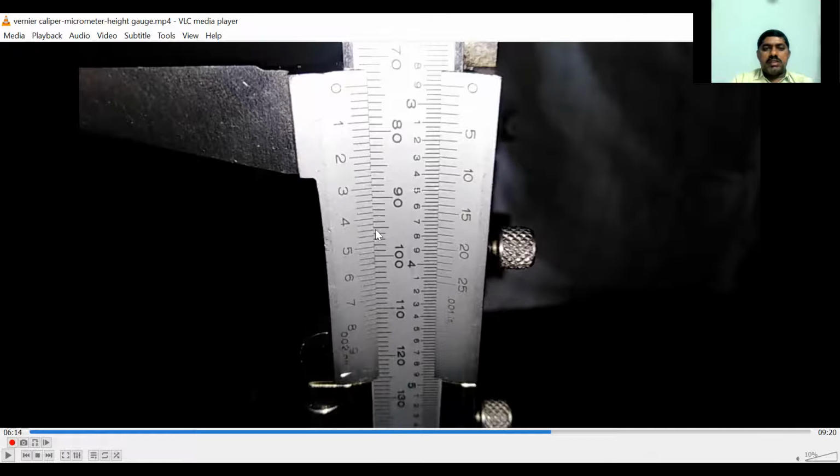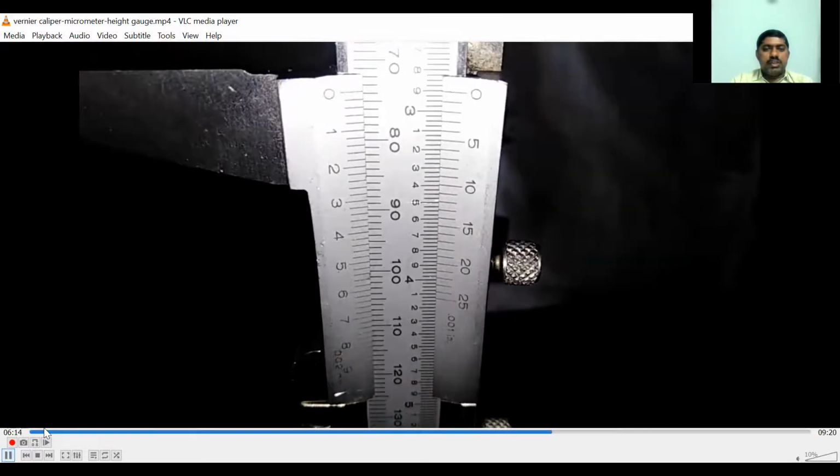And what is the vernier coincidence? If you see here, about 41 division. That is 5 is 40, and the neighboring one is 41. So 73 plus 41 into 0.02, we will get 73.82 mm. So the neighboring division is 41, right?